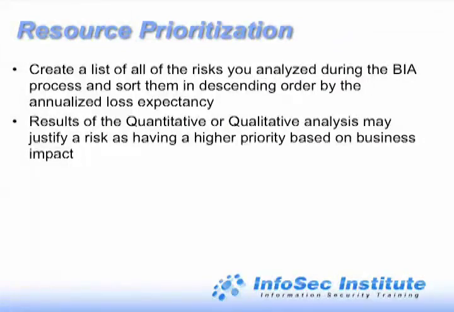Okay, resource prioritization. Creates a list of all the risks you analyzed during the BIA process and sorts them in descending order by the annualized loss expectancy. The result is a quantitative or qualitative analysis. This may be justified. A risk is having a higher priority on the business impact.